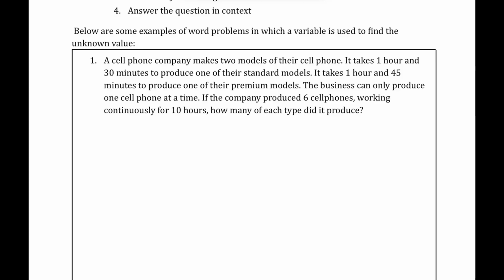So the first thing we want to do is think about what our unknown values are. The unknown values are the number of each type of phone it produced. So that's what each of our variables is going to represent. And there's two types of phones. So our first variable is going to be the number of the first model, which is the standard model, right? So we can use S. That's going to represent the number of standard model phones that were made.